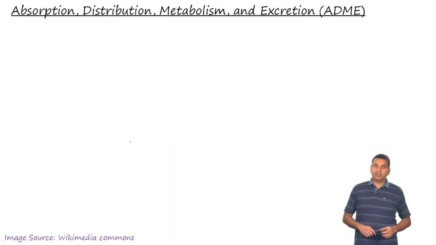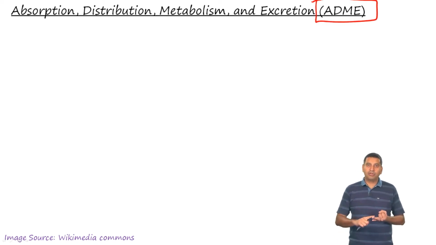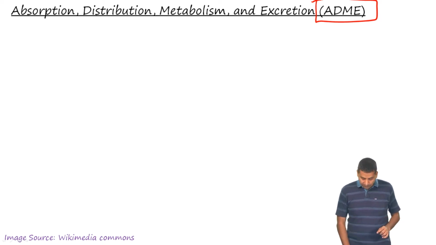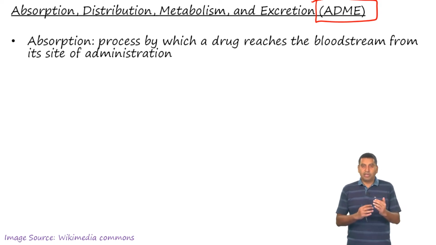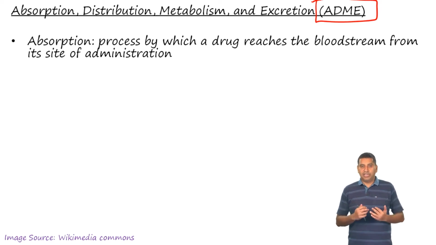The next parameter is called ADME, which is absorption, distribution, metabolism and excretion. Now, we will look at all of these terms individually. Absorption is the process by which the drug reaches the bloodstream from its site of administration. What this means is that if I take a drug orally, how long does it take for the active drug to reach the bloodstream? If one takes a drug through the skin, let us say I apply an ointment, then how long does it take for it to cross the skin and get into the bloodstream?